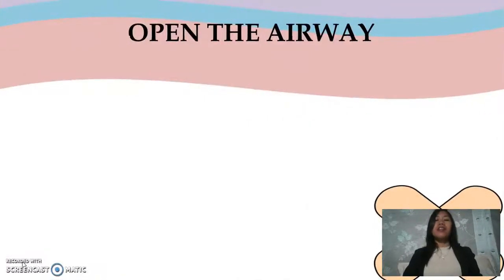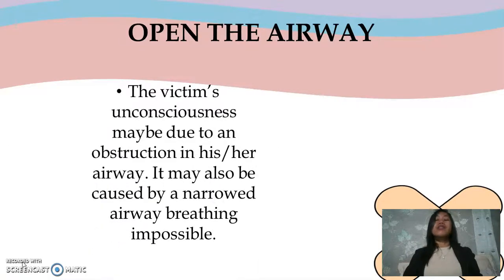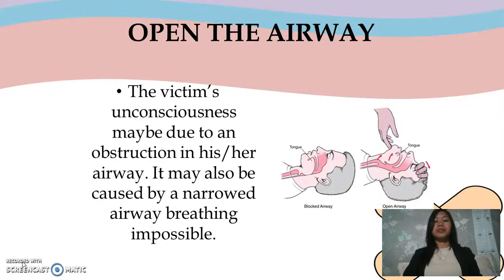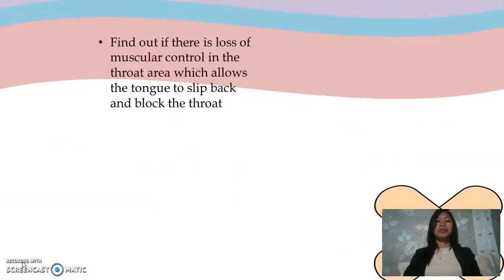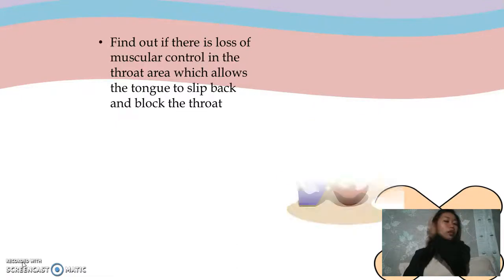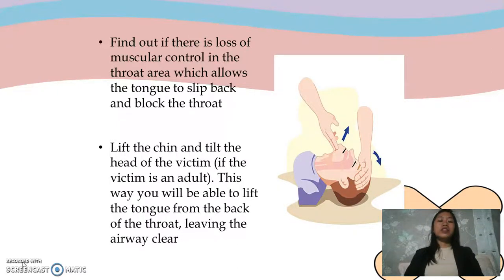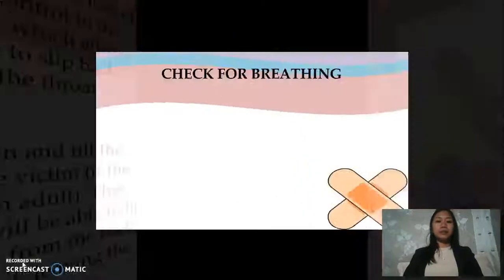Second, open the airway. The victim's unconsciousness may be due to an obstruction in his or her airway. It may also be caused by a narrowed airway, making breathing impossible. Find out if there is loss of muscular control in the throat area, which allows the tongue to slip back and block the throat. Lift the chin and tilt the head of the victim if the victim is an adult. This way you will be able to lift the tongue from the back of the throat, leaving the airway clear.